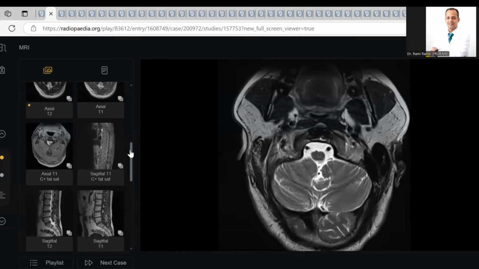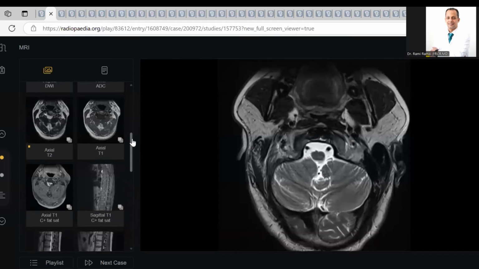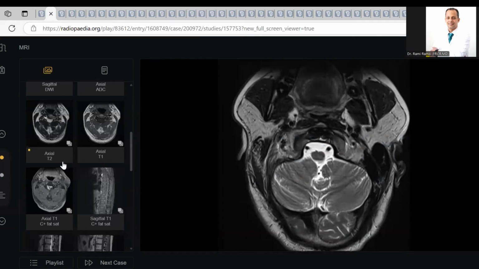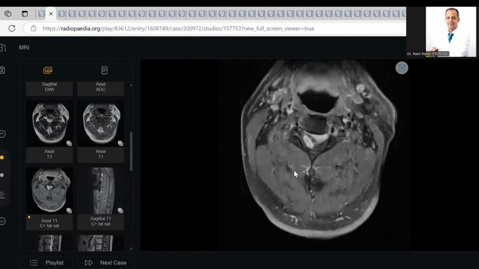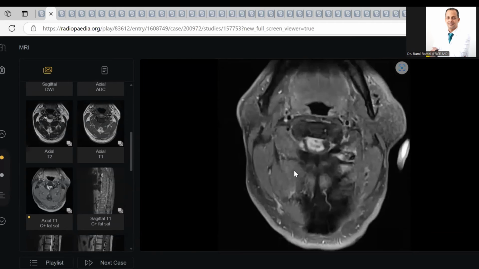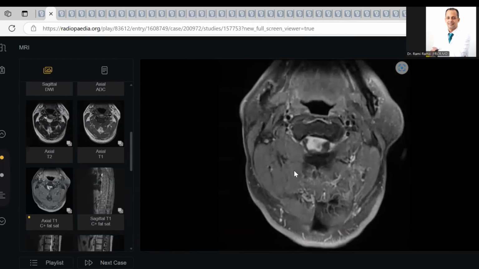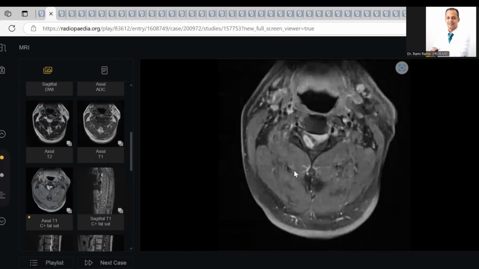There is no T1, there are post contrast images. Okay, post contrast. I want to see T1 post contrast images, please. So on the T1 post contrast image, there is heterogeneous enhancement of the lesion.